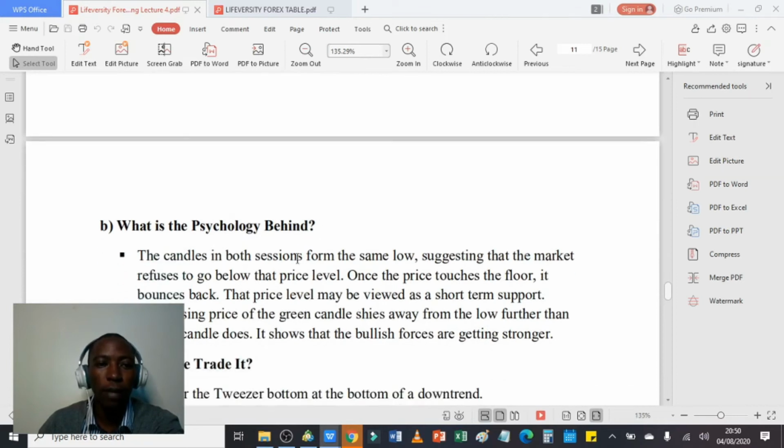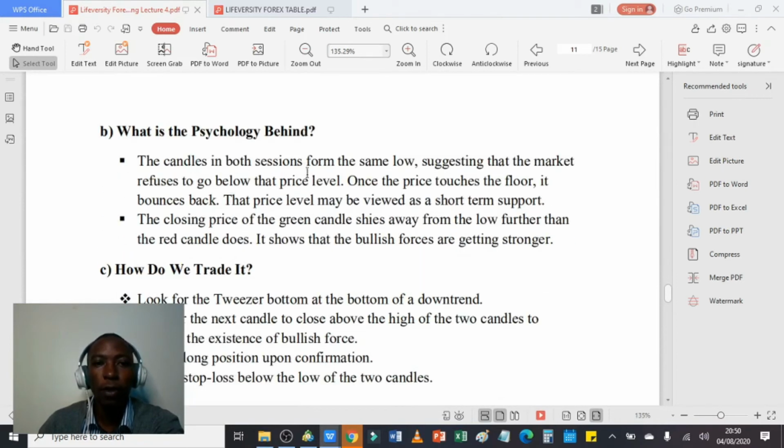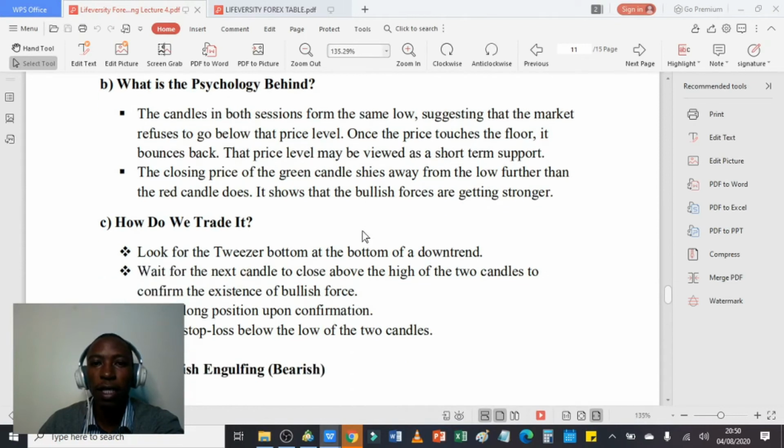What is the psychology behind it? The candles in both sessions form the same low, suggesting that the market refuses to go below that price level. Once the price touches the floor, it bounces back. That price level may be viewed as a short-term support. The closing price of the green candle shies away from the low further than the red candle does. It shows that the bullish forces are getting stronger.